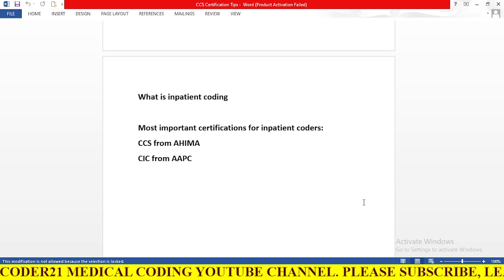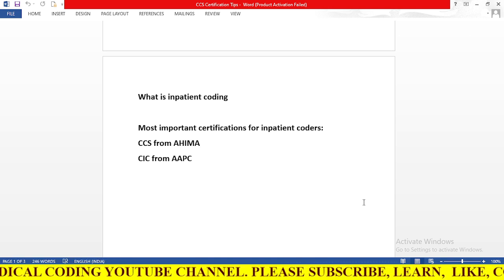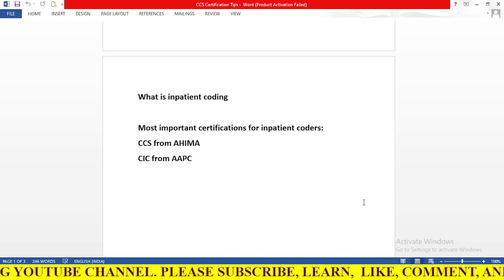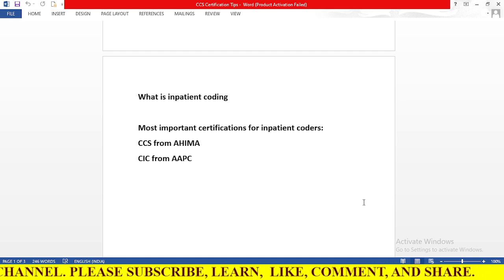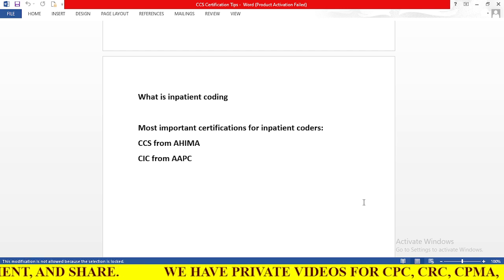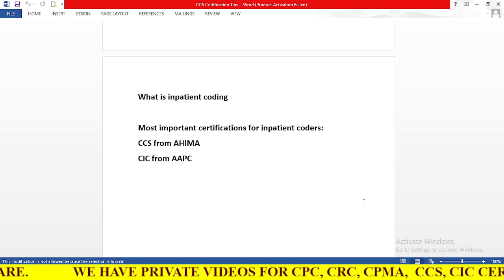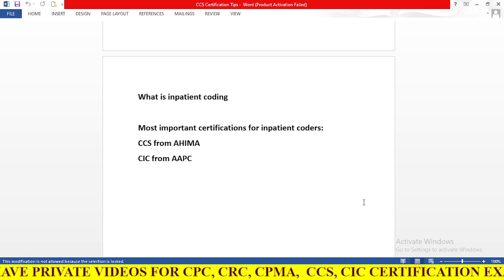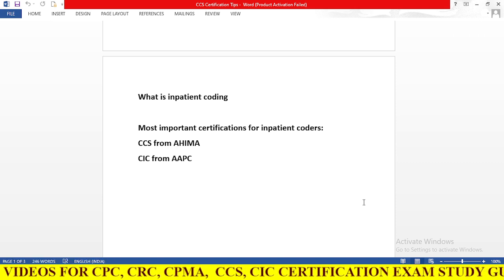So usually inpatient coders will use ICD-10-CM and ICD-10-PCS. ICD-10-CM is for diagnosis coding and ICD-10-PCS is for procedural coding. If you compare inpatient coding and outpatient coding, inpatient coding is more difficult. And inpatient coding also contains present on admission requirements.